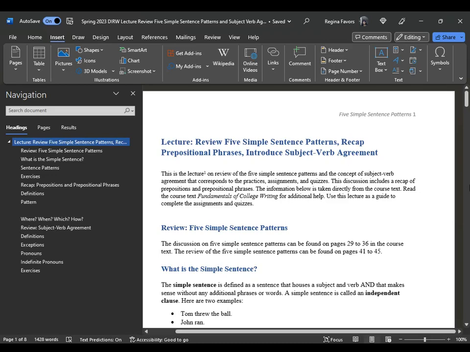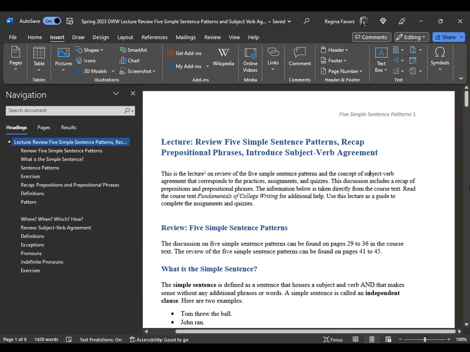Hi, this is Professor Favors with the lecture Review Five Simple Sentence Patterns, a recap of prepositional phrases, and the main lecture is on subject-verb agreement. So, this is the lecture. The discussion is taken directly from the course text, Fundamentals of College Writing, and let's get into it.